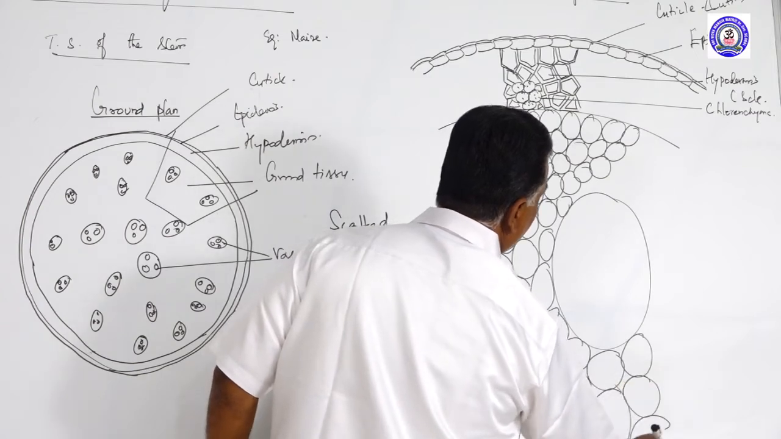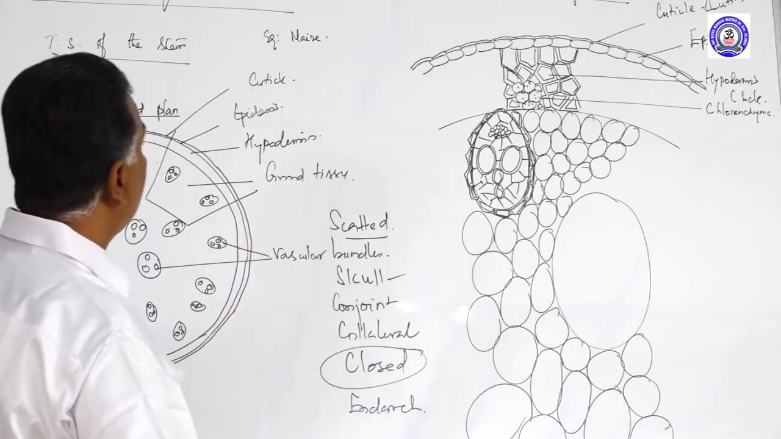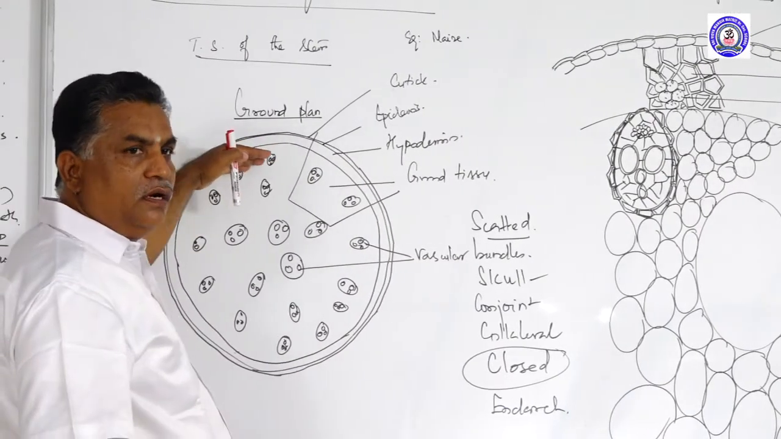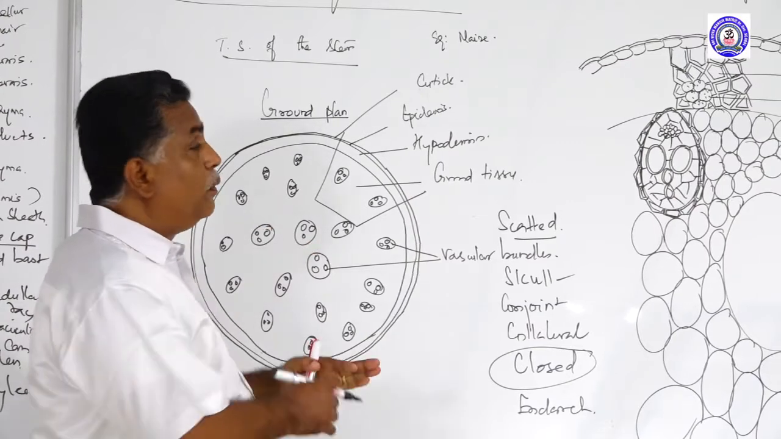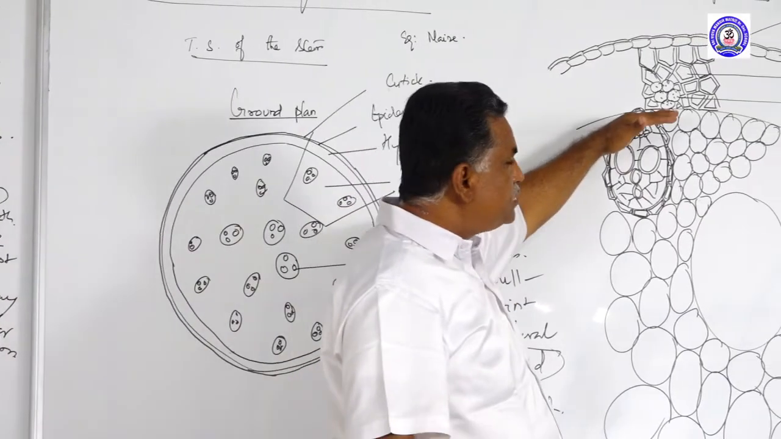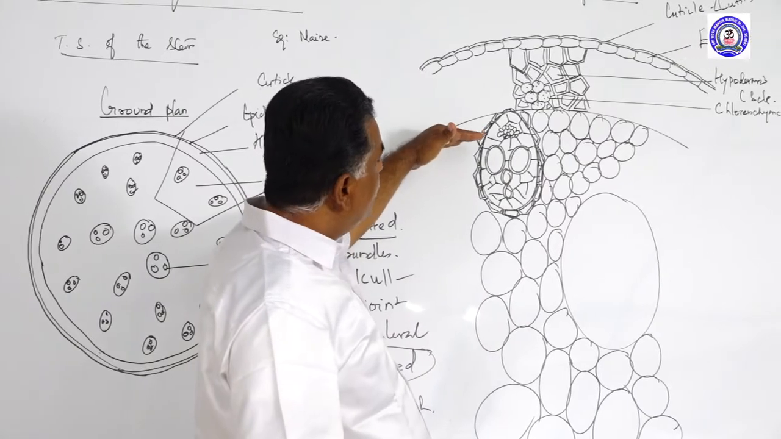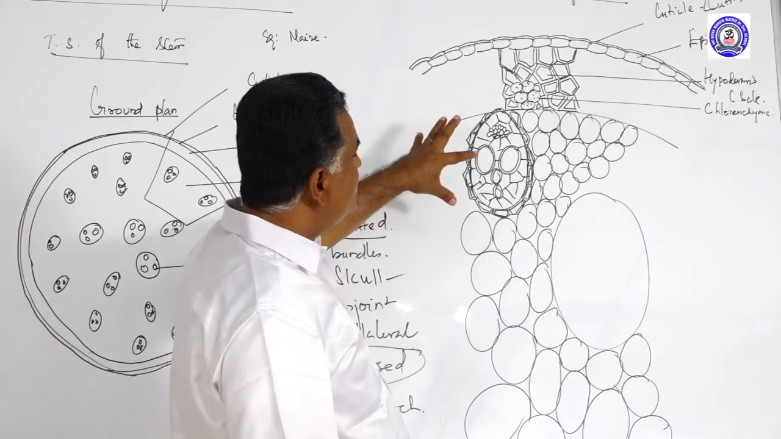This is one of the special characteristic features of the monocot stem. The same way, you can see that here: bundles at the periphery are smaller. Towards the center, the bundles are gradually becoming bigger. So the cells of the ground tissue are gradually becoming bigger towards the center. The bundles are also gradually becoming bigger. So, this is the nature.